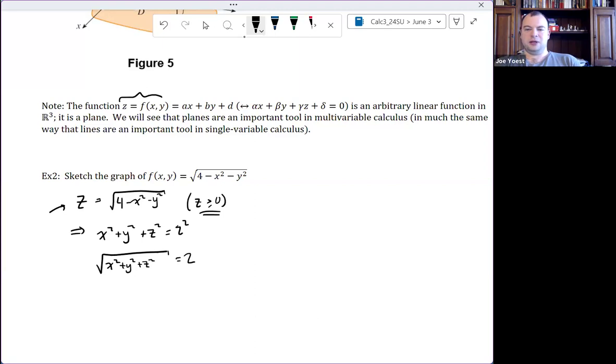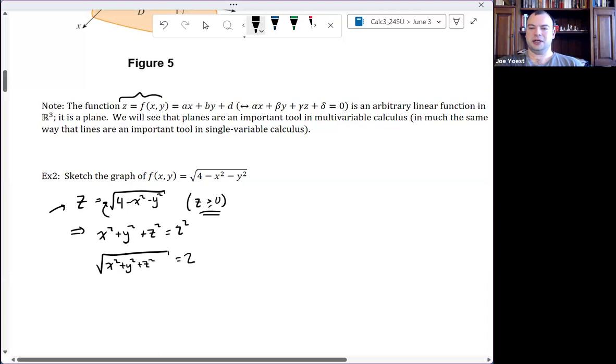And along with z being greater than or equal to 0, because we took the positive square root here for our function, that tells us that we have the upper half sphere.